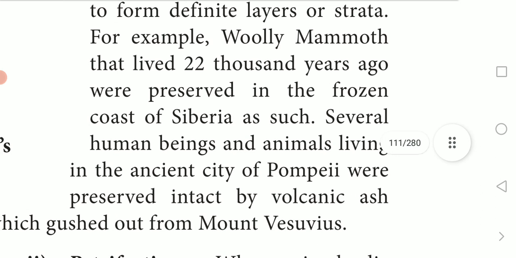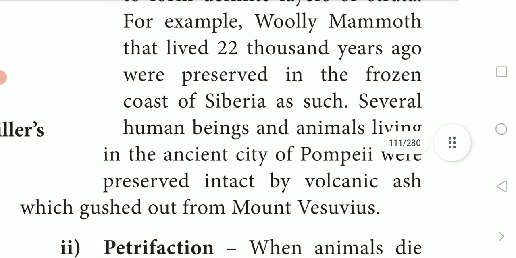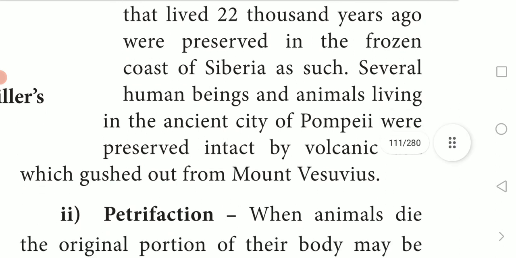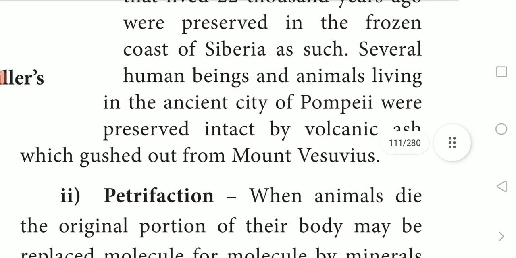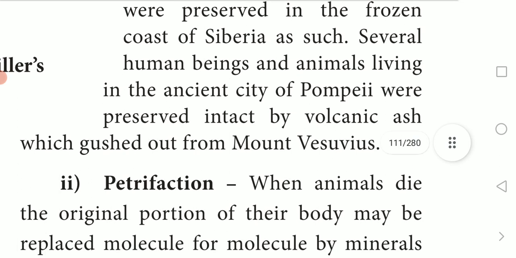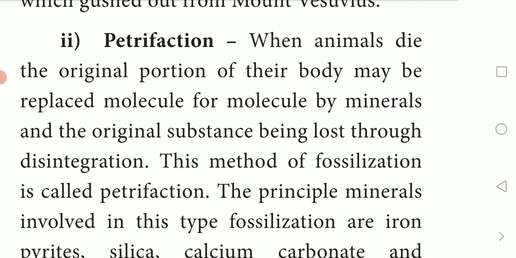Several human beings and animals living in the ancient city of Pompeii were preserved intact by volcanic ash which gushed out from Mount Vesuvius. Just as the woolly mammoth is still preserved in the frozen coast of Siberia, in Pompeii the volcanic ash covered the human beings, animals and plants and preserved them.